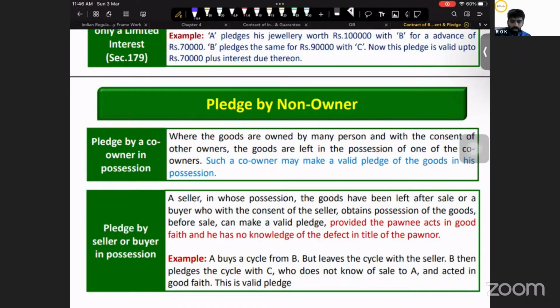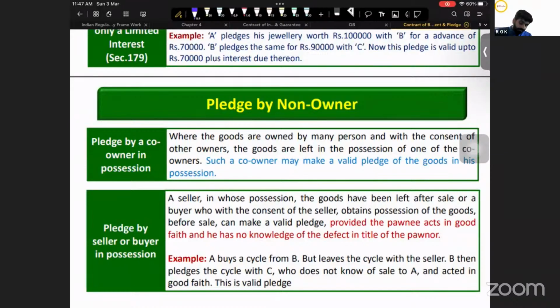So A buys a cycle from B, but leaves the cycle with the seller itself. B then pledges the cycle with C, who does not know of the sale to A and acts in good faith. Here, even though the goods are sold, and even though the seller is not the owner of the goods, to the extent of the pledge, the pledge is valid. Only after repaying the loan can the goods be taken. Otherwise, the goods cannot be released from C. This is pledge by seller or buyer in possession of goods.